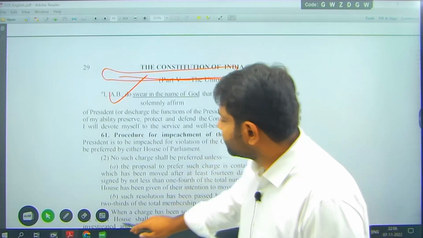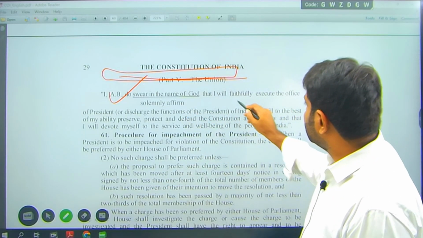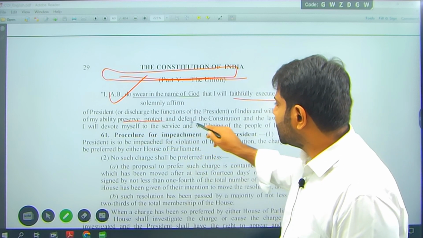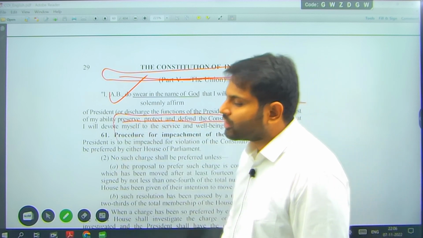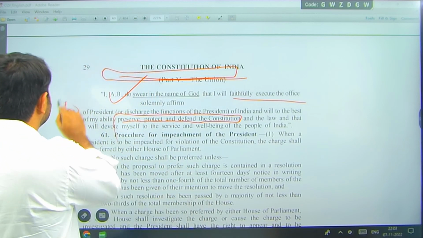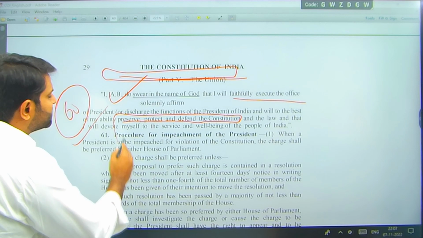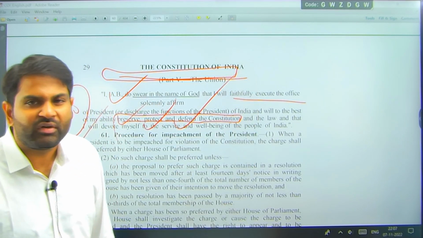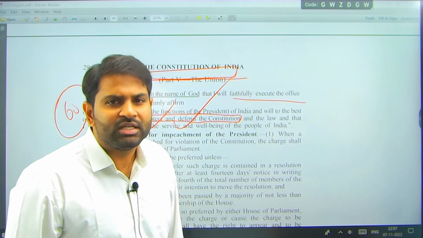What he is mentioning? That the president faithfully executes the office and to the best of his ability preserves, protects and defends the constitution. Who is the protector of Indian constitution? It is mentioned in Article 60. It is saying that it is a duty of the president to preserve, protect, defend Indian constitution. He is the protector of Indian constitution, as said by Article 60.